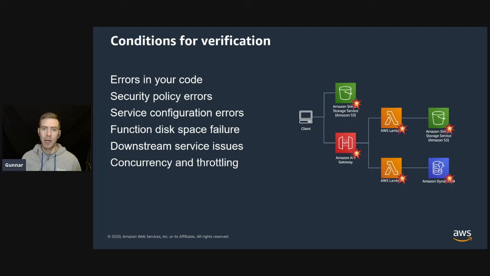We can, of course, create issues in regards to concurrency and different types of throttling as well. And then we have the primary, or the most common, experiment or condition to add, which is latency. We can add latency to our functions to, for instance, simulate how cold starts affect our application, or different types of runtime or code issues.